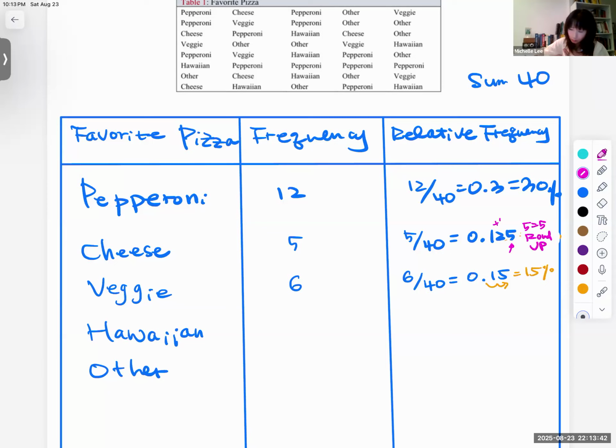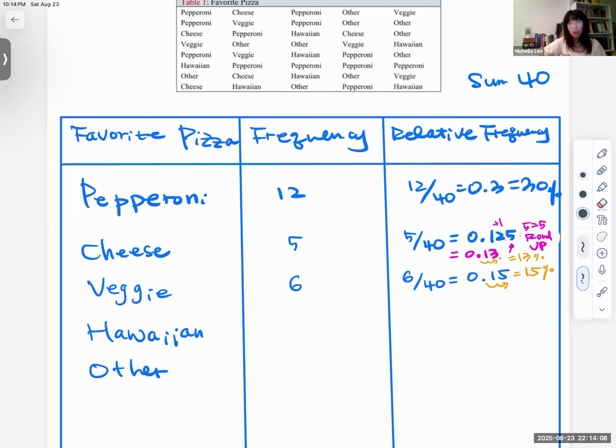So round up means we give it to the 1 in the hundredth digit, right? So that's 13. So that will be 0.13. Yeah. So we make a percentage, so 13% there. Make sense?